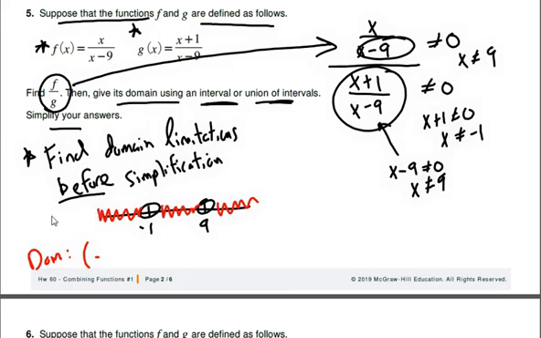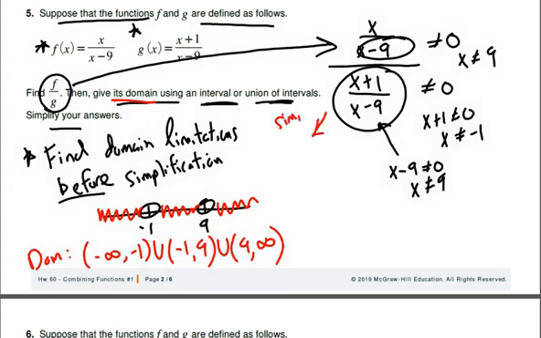So everything from -infinity up to -1, that's allowed. Remember, with negative and positive infinity, you're always going to put a parenthesis. And then I'm going to union that with the region from -1 to 9. Notice these are open circles, and once again, open circles have parentheses. And then I'm going to union that with the region from 9 to infinity, and that's a good answer. That's the domain using interval notation.